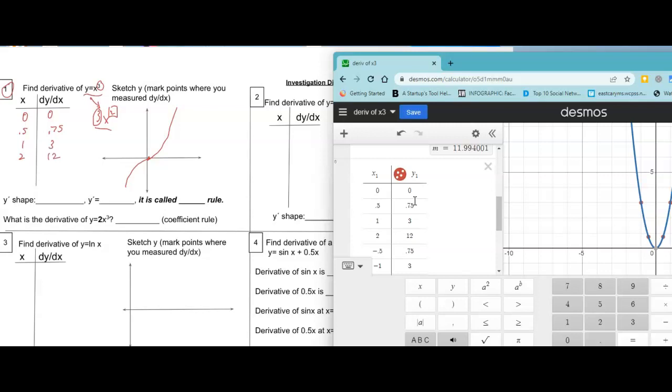But the shape of the derivative function is a parabola. And the function is y equals 3x squared. And you can find it by using the power rule. If you remember, the notation for derivative is y dash, or y prime. What is the derivative of y equals 2x cubed? So if you have a 2 in the front, that is a vertical stretch, right?